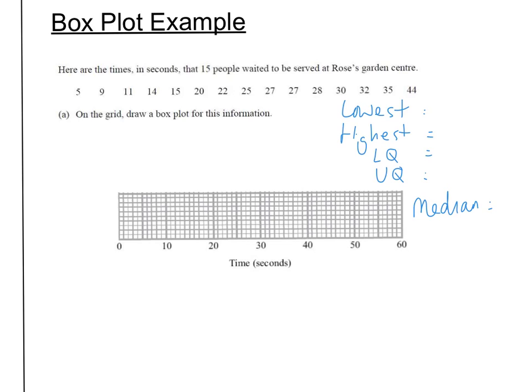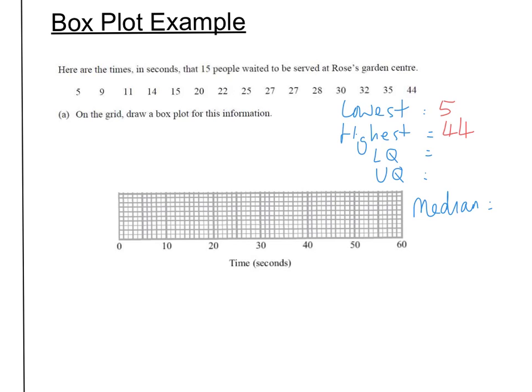Okay, so some of these are straightforward, so I can see that the smallest value, these are already done into ascending order. If they weren't in ascending order, that would be the first step that you would have to do, is write them going from smallest to largest. So the lowest value is 5, so I can write that straight in. Lowest value is 5, and I can see the biggest value is 44. 2 key bits of information straight away.